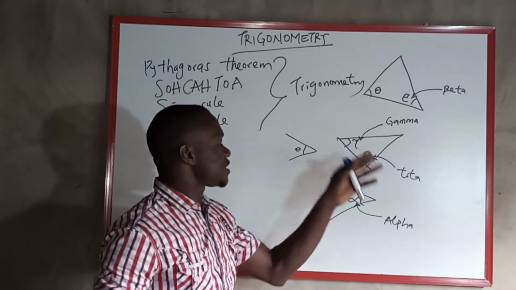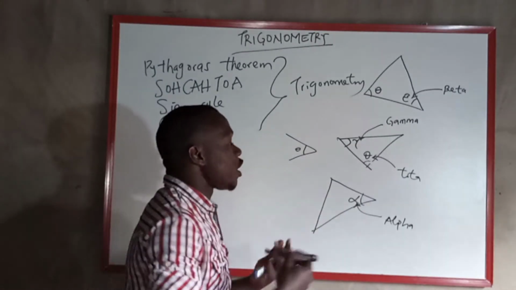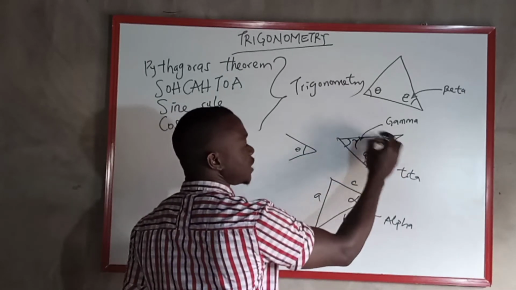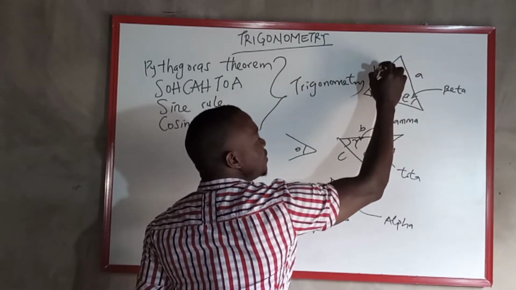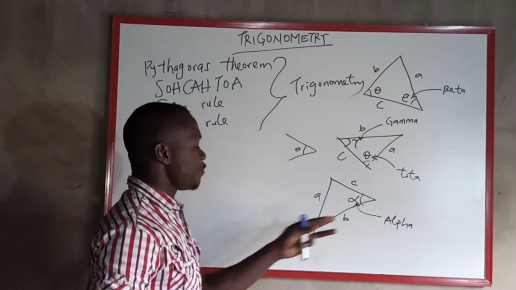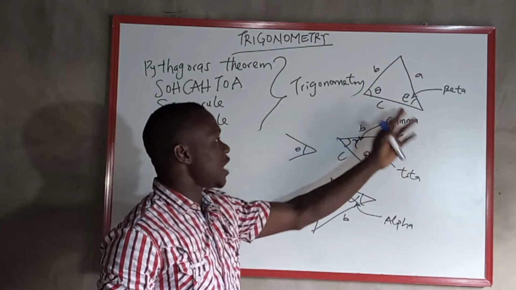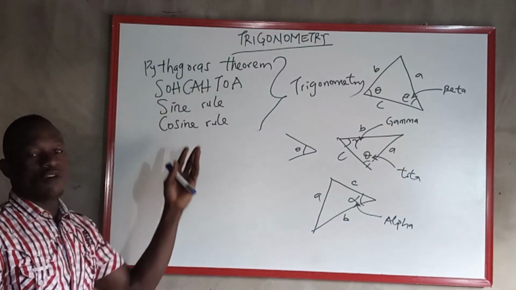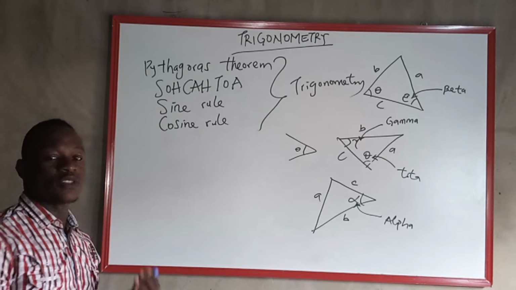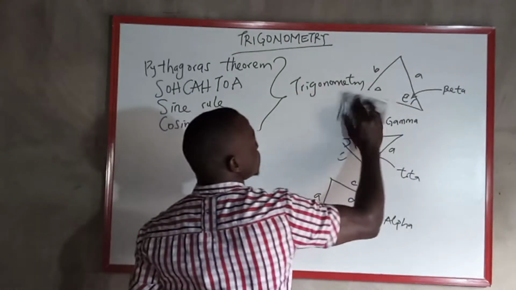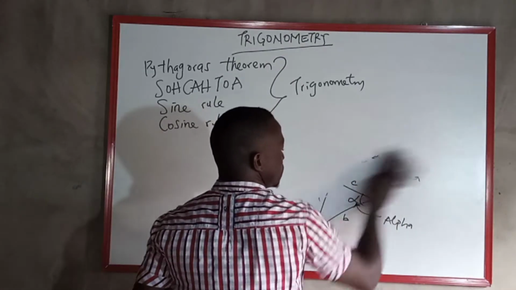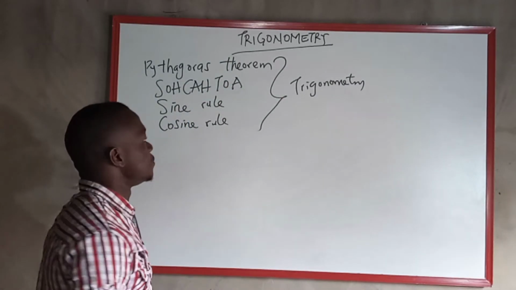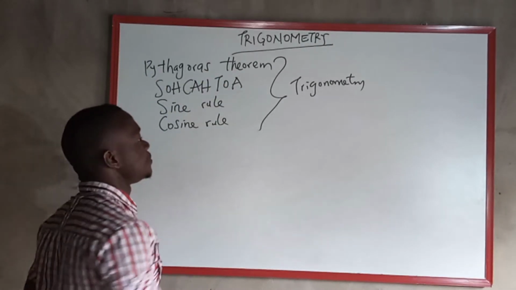Yes, so it may be theta, alpha, gamma, beta, or it may be any side. It may be side A or side B or side C that is an unknown. So whether you're looking for an unknown side or you're looking for an unknown angle, any of these rules must apply. So you must apply any of the rules or more than one of the rules, depending on the question. So if we are to consider the first one, Pythagoras theorem, let us consider each of them.